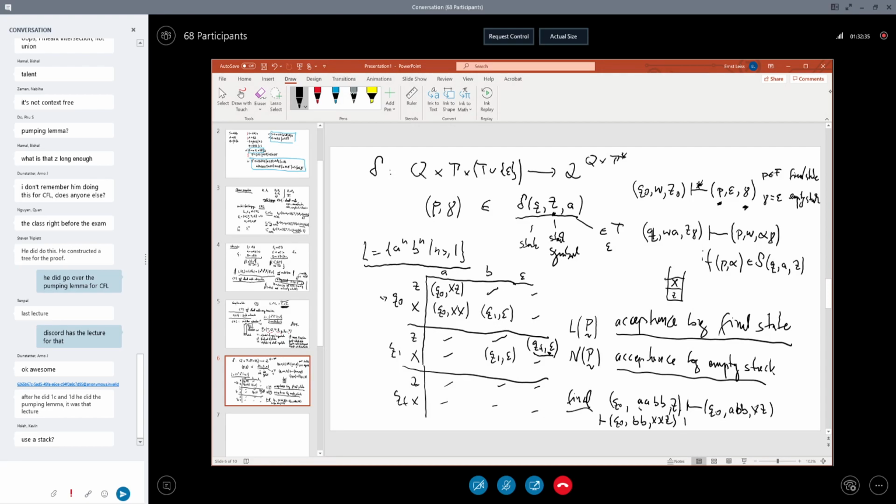Then we have the next move. Well, now we have a B. We're in state Q0, that gets us to state Q1. And we have one B left, and we have XZ, because we removed that X. This X was removed because it is replaced by epsilon, so that basically is removing it. And then we have another step, which is Q1 and epsilon and Z.